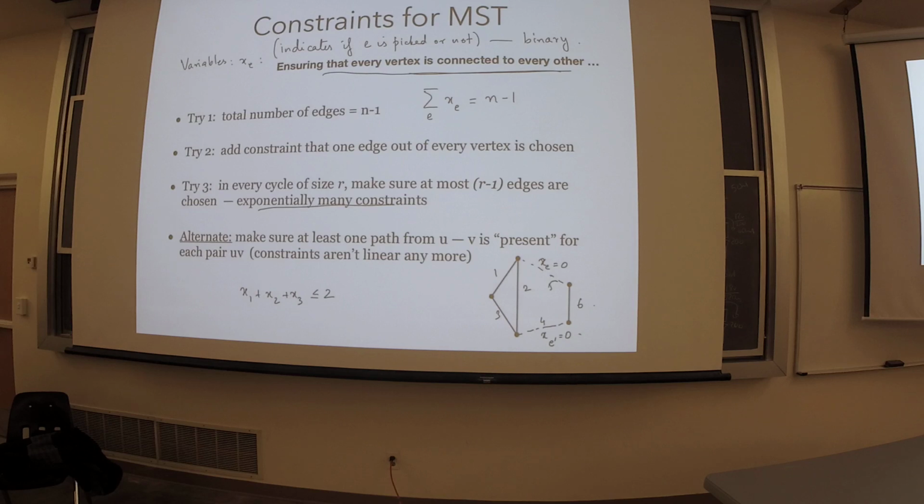Any other question? Okay. So it turns out that 1, 2, 3 together form a valid set of constraints for this problem. And the nice thing is that these are all linear constraints. There may be exponentially many of them, but they're still linear. I mean, each constraint is a linear constraint.